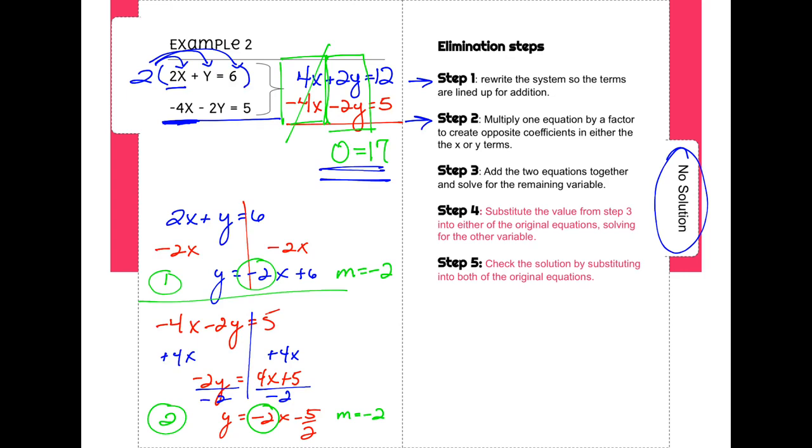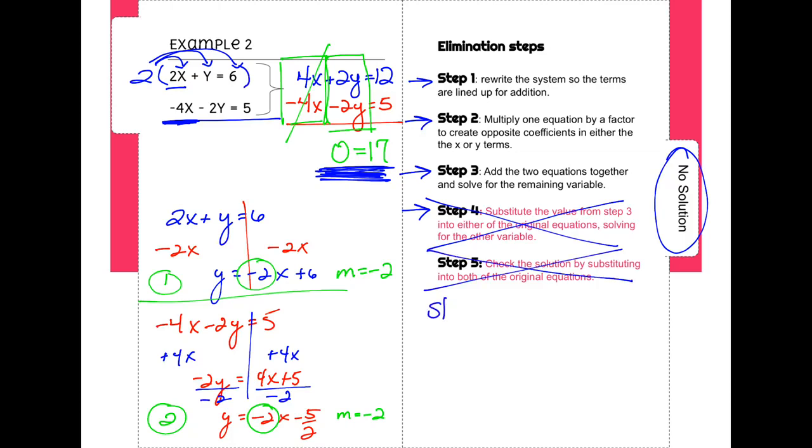Let's take a look at the steps again. When we did step number 3, add the two equations together and solve for the remaining variable, we came up with an untrue statement. So step 4, we're really not able to execute step 4, which says substitute the value from step 3 into either of the original equations, solving for the other variable. But we don't have an x equals or a y equals. We have a 0 equals 17. So we're not able to perform step 4, and we're not able to perform step 5.